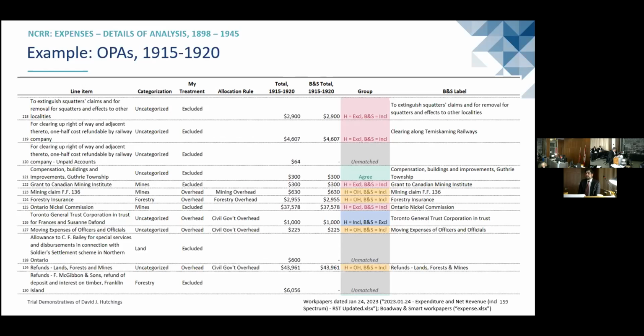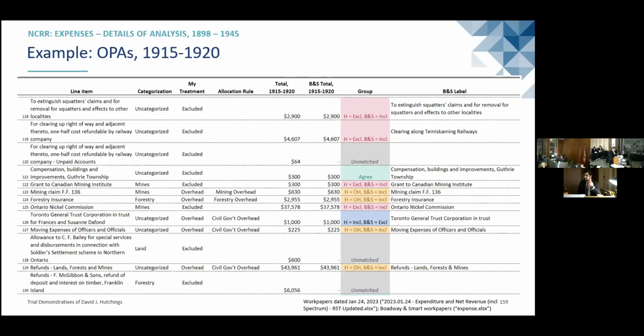Line 122, grant to Canadian Mining Institute. Again, this falls under that similar bucket of grants to associations and trade associations, so I exclude it. There's no direct revenue. Some other forestry insurance, line 124, I included as an overhead expense because that presumably helps the whole department.